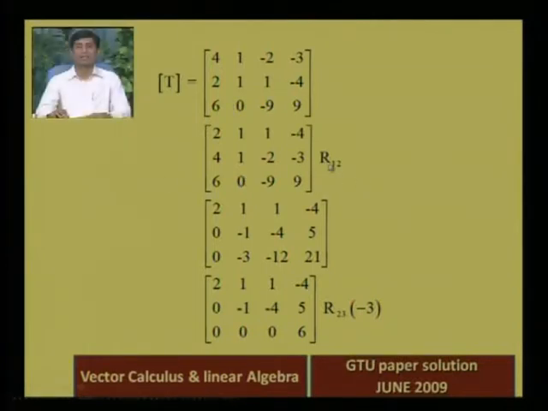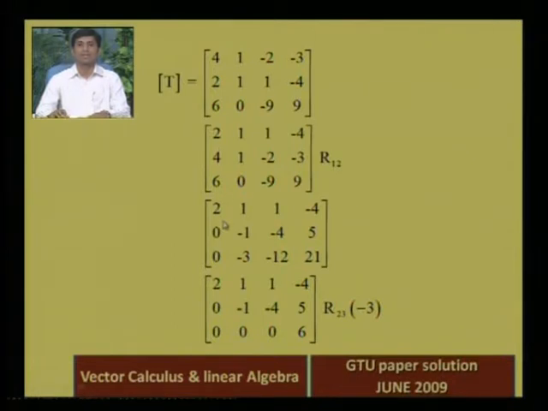So here is the first process: we interchange the first and second row. So the first row becomes 2 1 1 -4, the second row becomes 4 1 -2 -3, and the third row is 6 0 -9 9 as it is. The next process is we multiply the first row with -2 and add into the second row, and we multiply the first row with -3 and add into the third row.